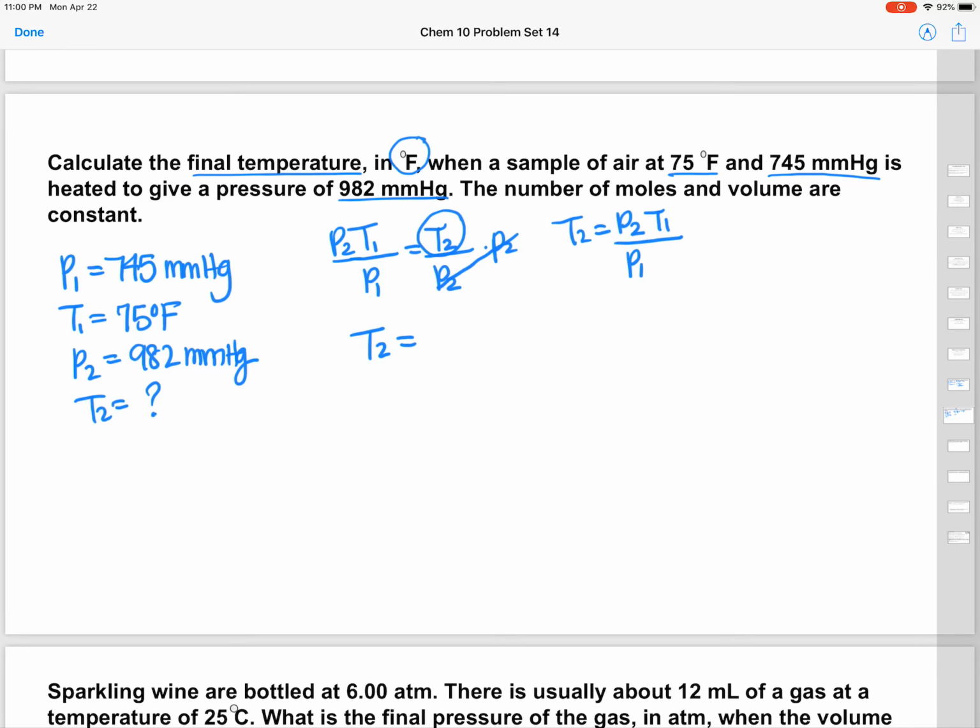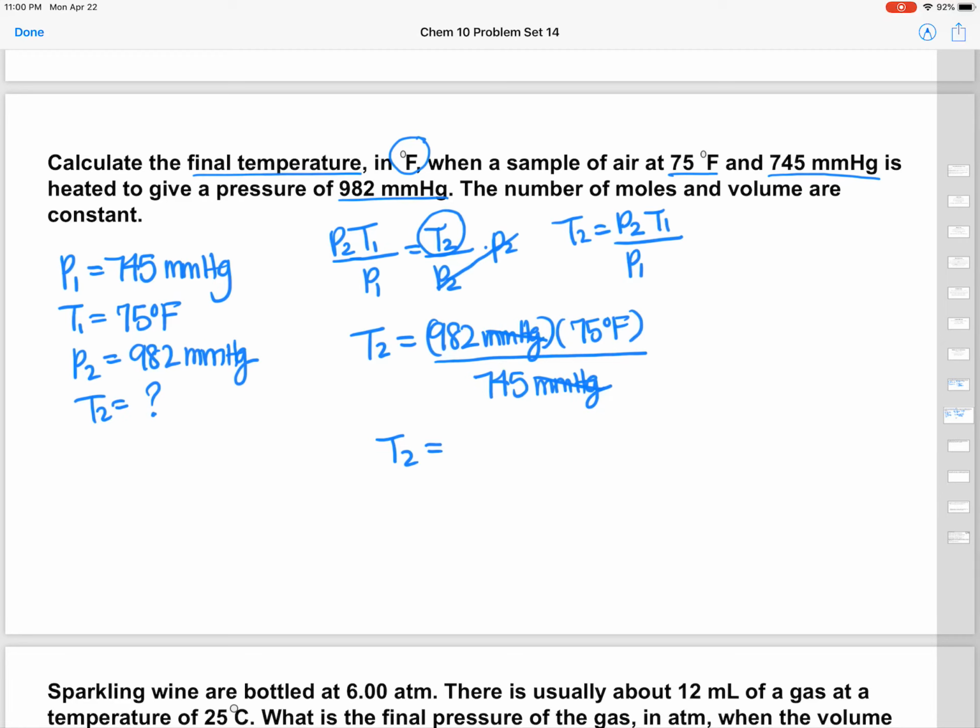Plugging everything in, T2 is equal to P2, which is 982 mmHg, times T1, which was 75 degrees Fahrenheit, and that's going to go over P1, which is 745 mmHg. Cross those out, you're left with 75 Fahrenheit, which is what you're solving for, Fahrenheit.